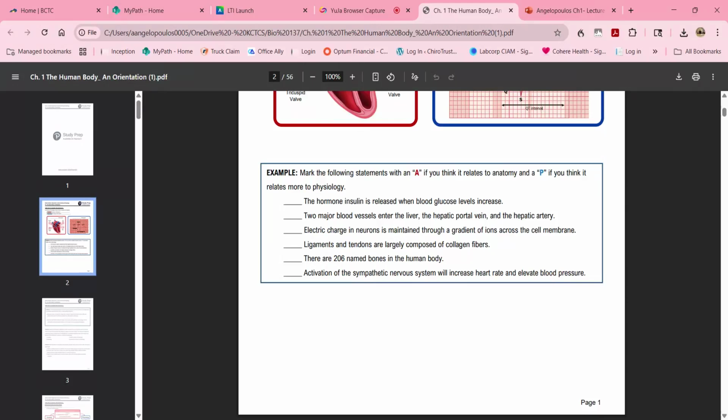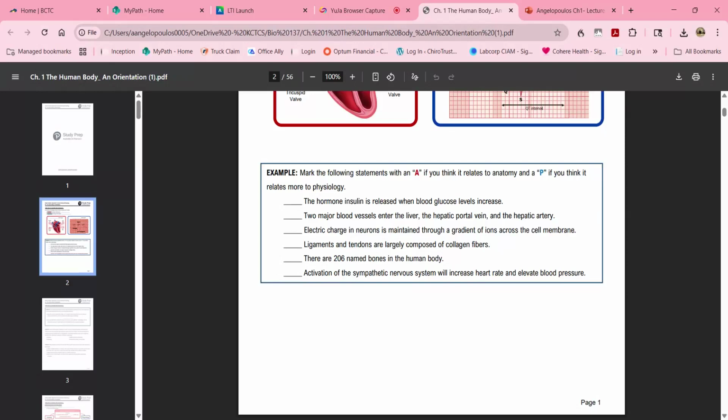Ligaments and tendons are largely composed of collagen fibers. So you can see ligaments, you can see tendons, you can, in the books, you can see the collagen fibers. It's not saying how their function is at all. So that's anatomy. All right, there are 206 named bones in the human body. It's just anatomy.